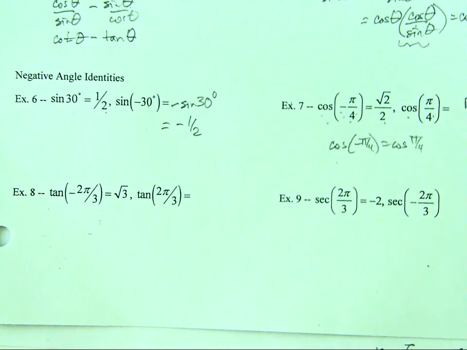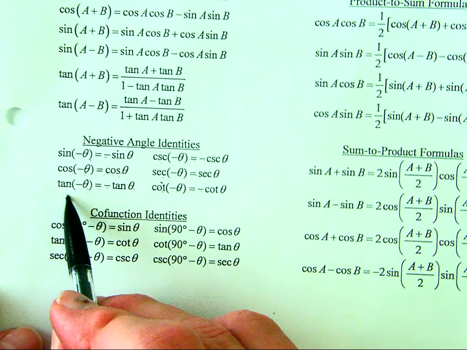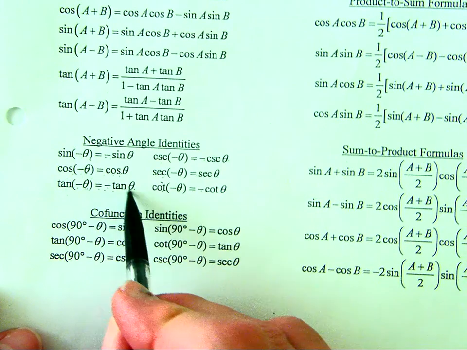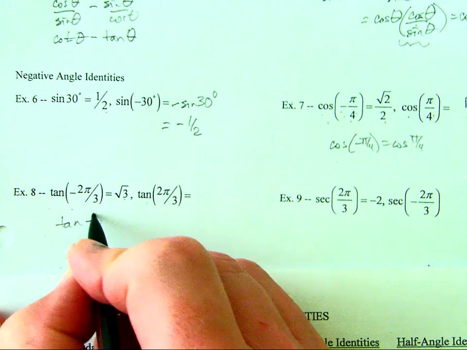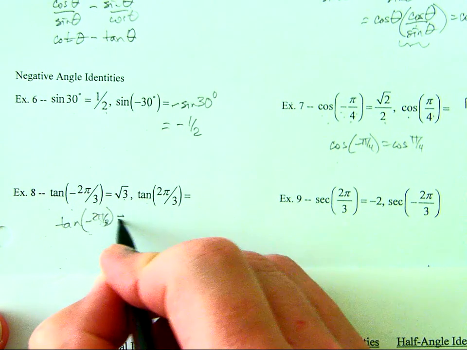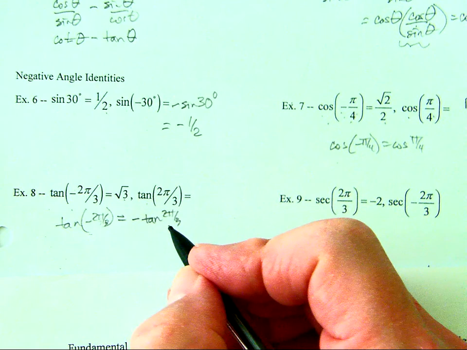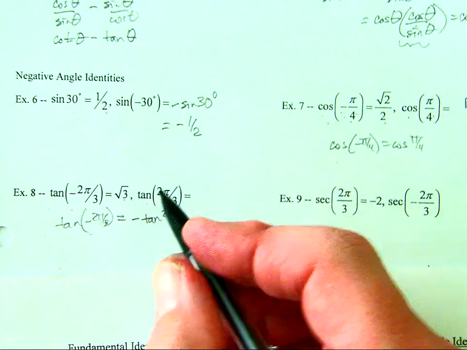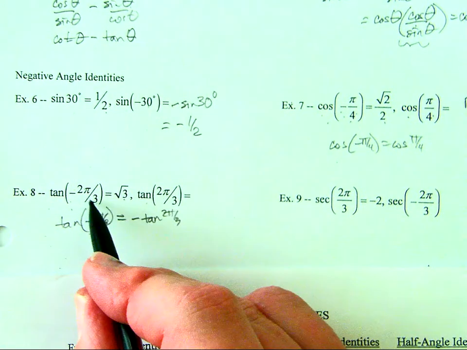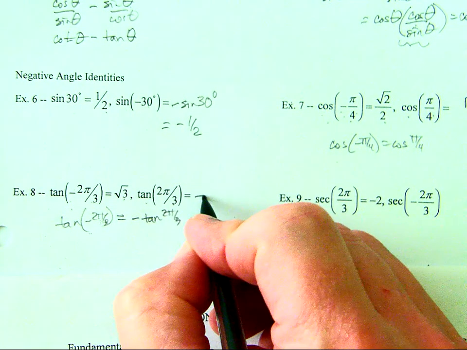The next one says the tangent of a negative 2/3 pi is radical 3. What's the tangent of a positive 2/3 pi? Well, notice from identity, the tangent of a negative theta equals negative tangent theta. So the tangent of a negative 2 pi over 3 equals a negative tangent of 2 pi over 3. So the sign changes. So here if the tangent of a negative 2/3 is a positive radical 3, the tangent of a positive 2/3 equals a negative radical 3.